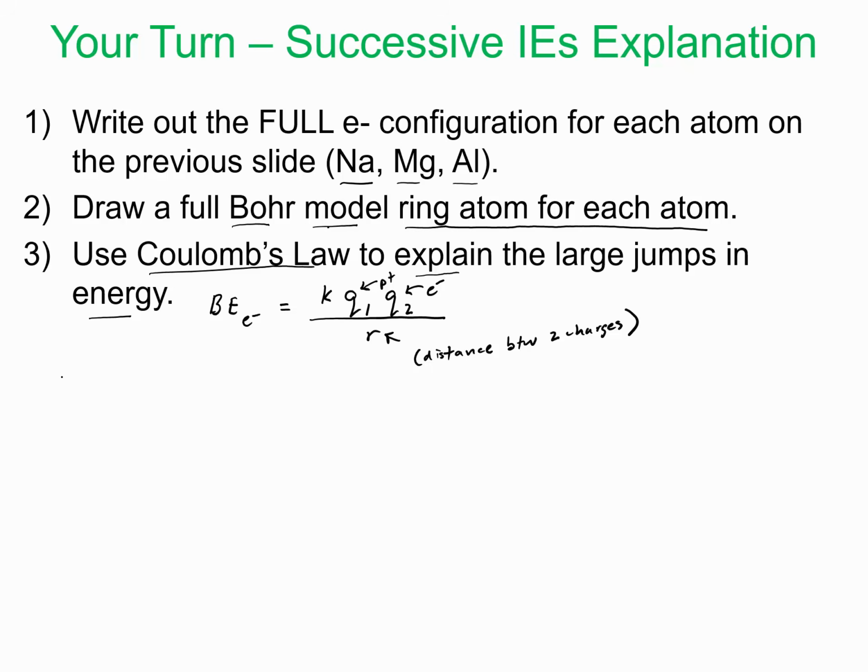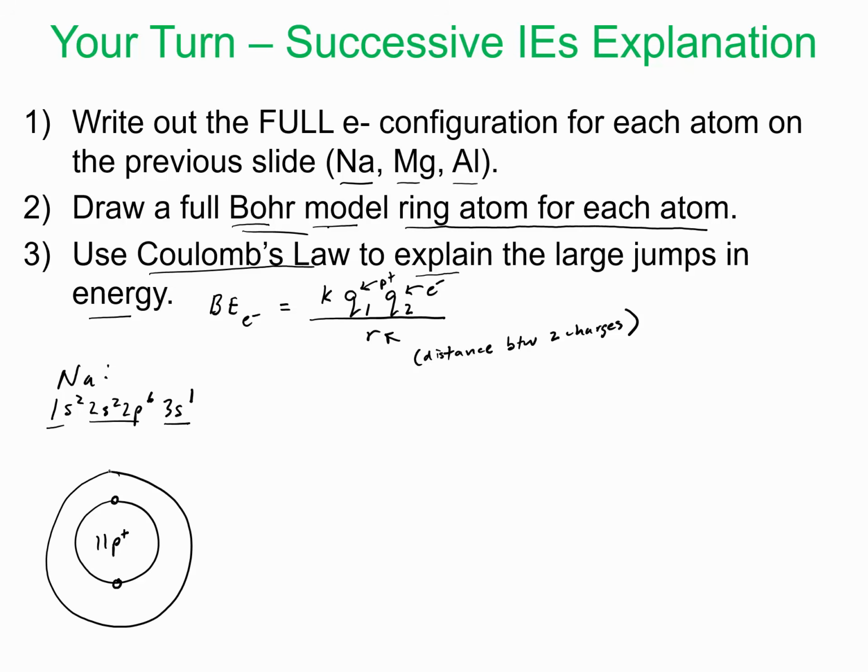So step 1, write out the full configuration. This won't work if you use the shorthand. You need to write the full. So for sodium, we have 1s2, 2s2, 2p6, 3s1, and then draw the full Bohr model ring. So we would have 3 rings here. We don't have to draw all the little protons. We could just write 11p for protons. On the first ring we have 2. On the second ring we have 8. And then on the third ring we have 1.